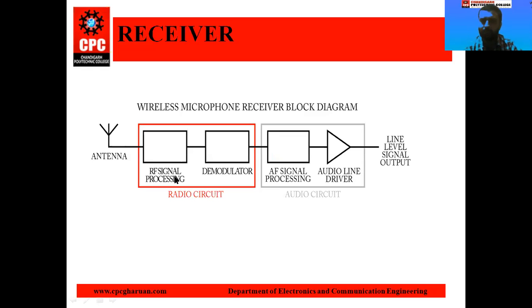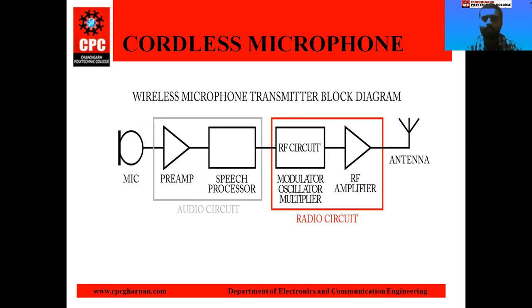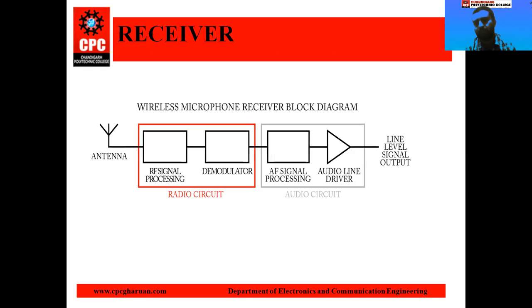RF signal processing. After that, at the transmitter side there is a modulator, at the receiver side there is a demodulator. After demodulating, the signal gets processed. After that, it goes through audio driver lines and is given to the loudspeaker to provide the audible signal.